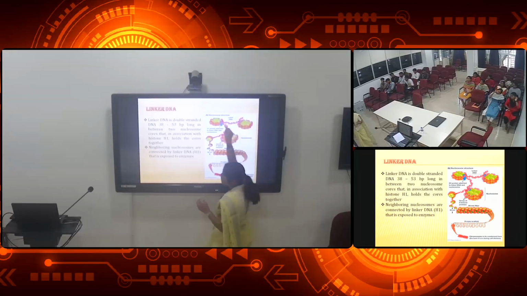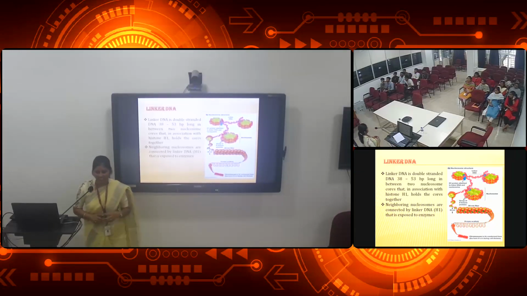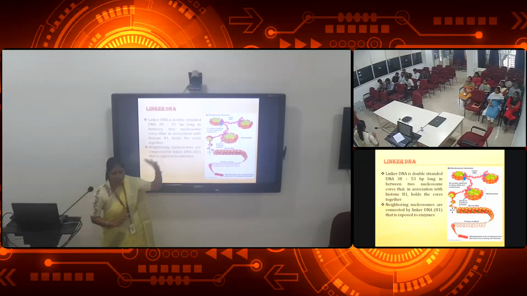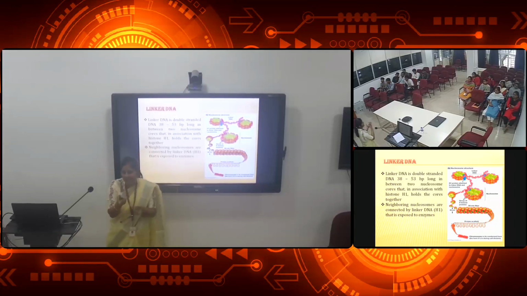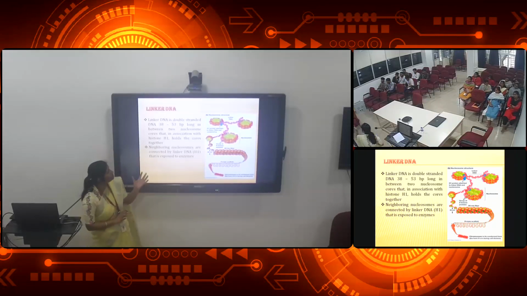This octamer-like structure is called the core DNA. Core DNA, understand? The linker DNA is always present between two nucleosomes. An individual single nucleosome is called the core DNA. The DNA between two nucleosomes is the linker DNA. Okay, so this is about the linker DNA and nucleosome.